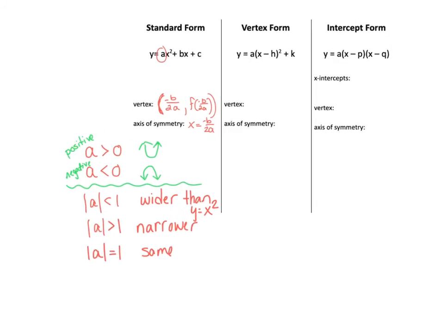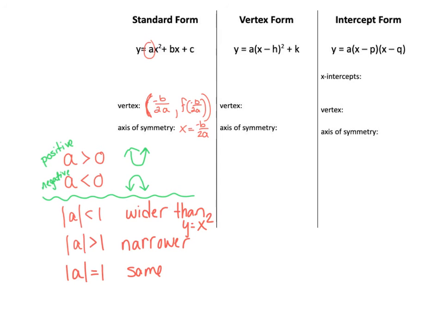Okay, so let's talk our other 2 forms, vertex form versus intercept form. So vertex form, no shocker, gives you the vertex. And the vertex is your h and your k value. So h and k are just numbers. So h comma k is your vertex. So there's less work when the parabola is given in vertex form.